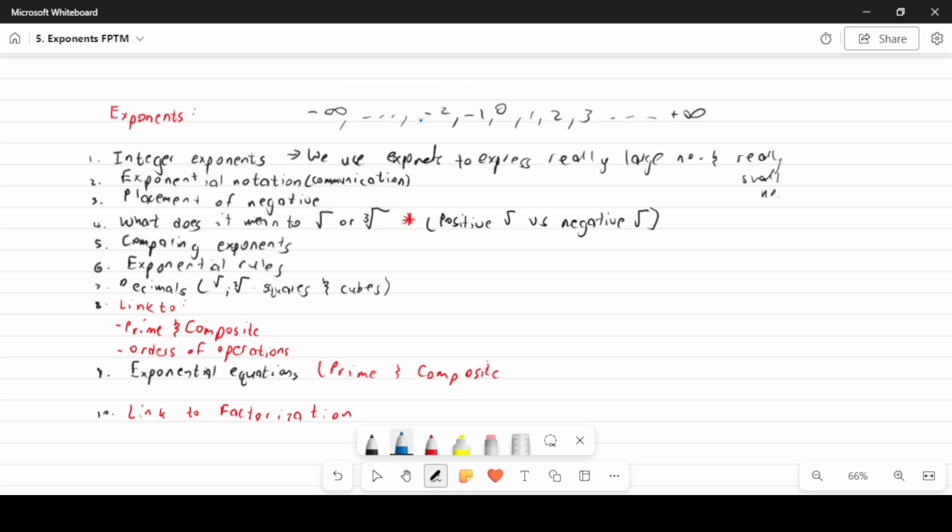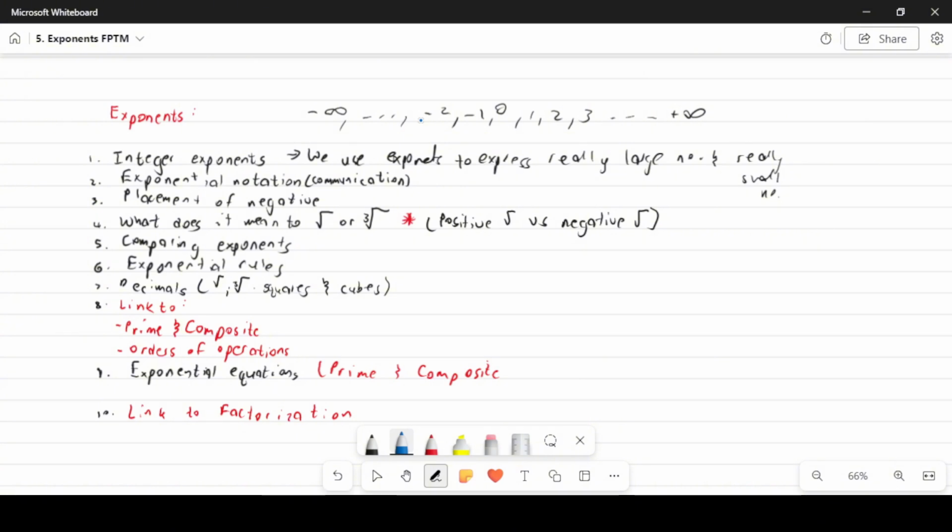The second thing that you need to remember is that we use exponents to express really large numbers or really small numbers. And that's basically when we start talking about scientific notation. But I'll talk about that maybe at the end of the video, because we have to discuss some of the exponential rules so that you have some foundation.